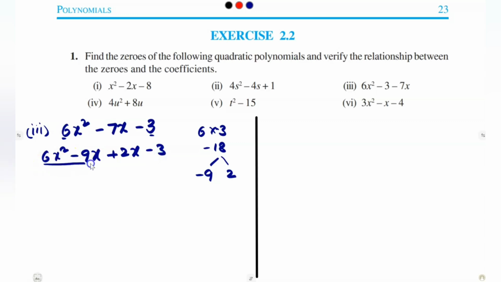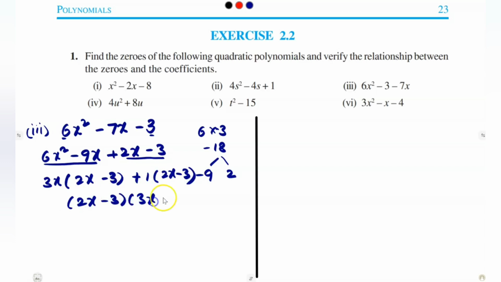Now let us write 6x square minus 7x as 6x square minus 9x plus 2x minus 3. Now take 3x common from the first two terms, which gives you 2x minus 3 inside. From the next two terms, nothing is common, so take 1 as common, giving 2x minus 3. Next, the factors can be written as 2x minus 3 into 3x plus 1. So these are the two factors.